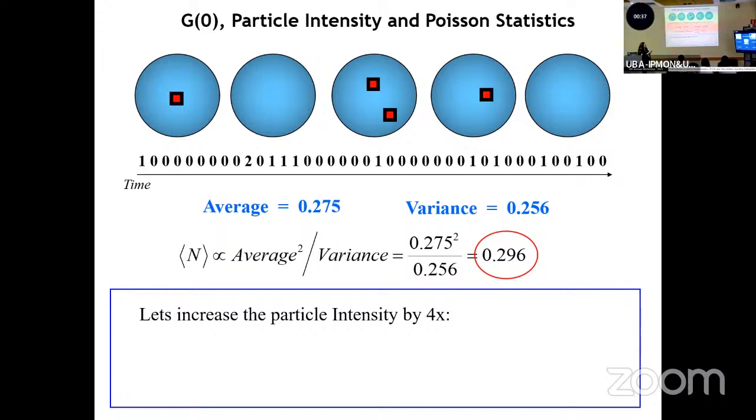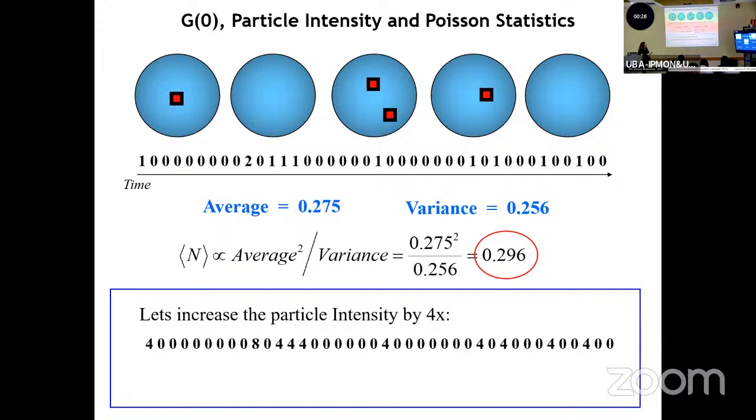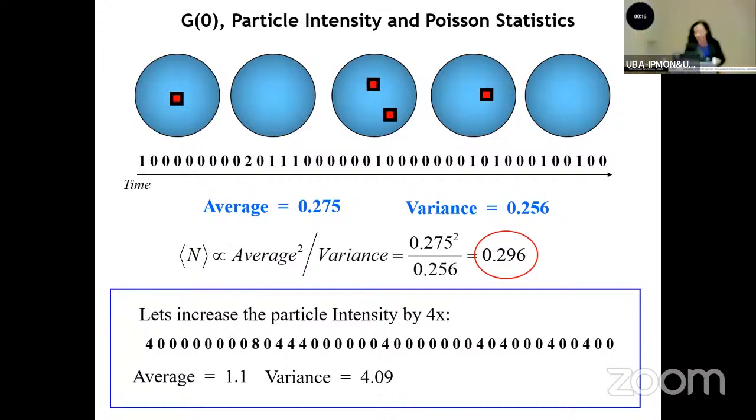And now we say that the average squared divided by the variance gives us n, 0.296. If we increase the intensity by 4, do we get the same n value? That's the question. The average of all these values gives you 1.1. The variance of all these values gives you 4.09. N will be exactly the same.